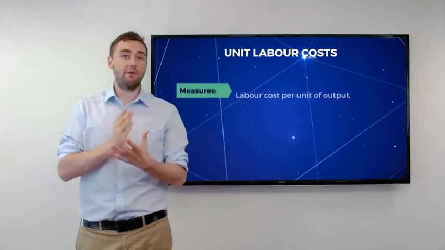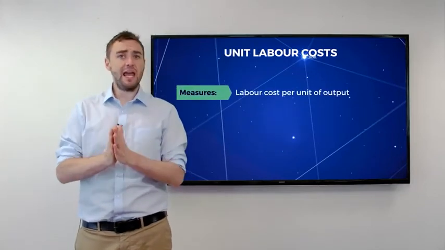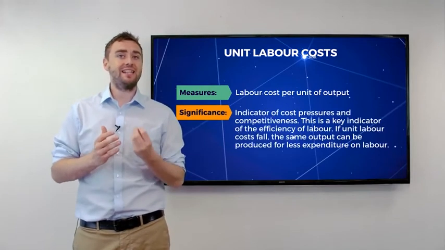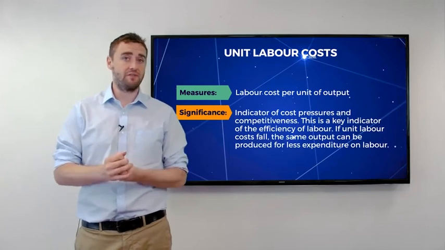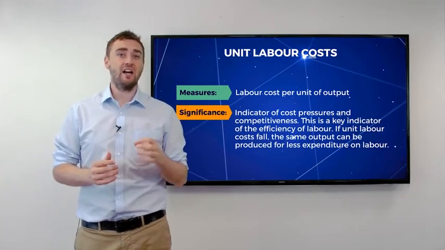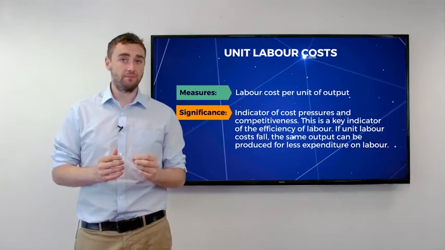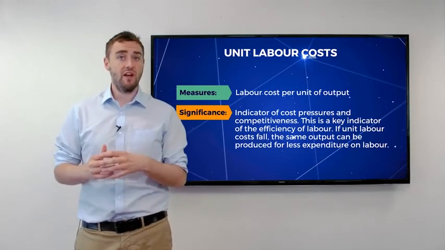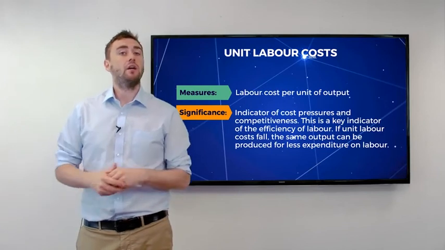Then we have unit labour costs. These measure labour costs per unit of output. And again, it's significant because it can be an indicator of cost pressures and competitiveness. This is a key indicator of the efficiency of labour. If unit labour costs fall, the same output can be produced for less expenditure on labour.